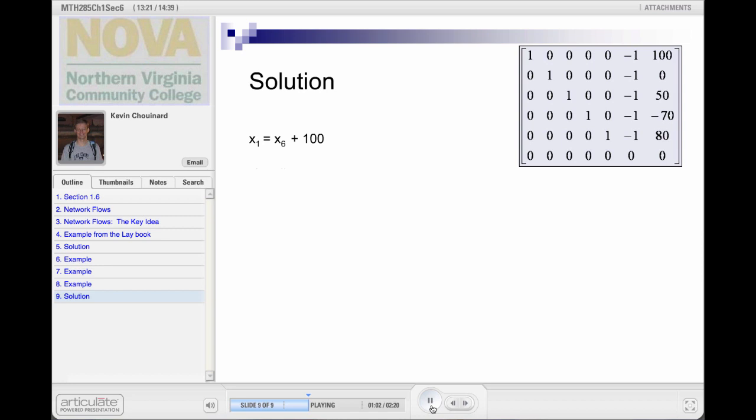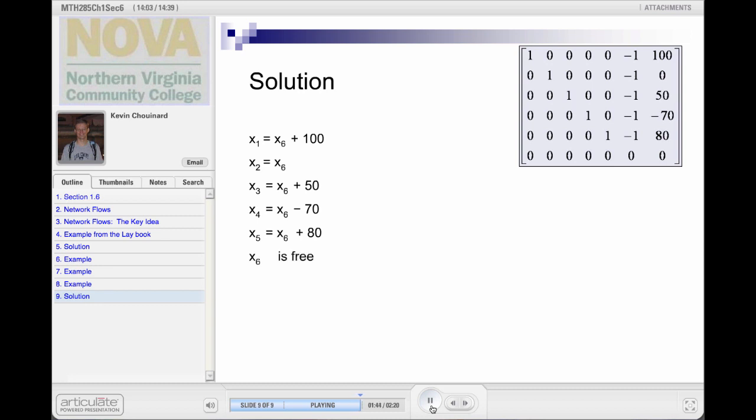Alright, continuing on, the second row of the augmented matrix tells you that x sub 2 minus x sub 6 equals 0. So x sub 2 equals x sub 6. And continuing on with the next 3 rows, you're going to end up with x sub 3 equals x sub 6 plus 50. X sub 4 equals x sub 6 minus 70. And that's going to tell us something important about x sub 6, as we'll see in a moment. And then finally, x sub 5 equals x sub 6 plus 80. X sub 6 is going to be our free variable, as we noted a moment ago.